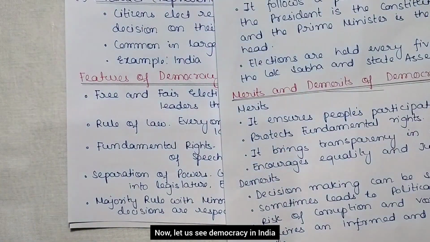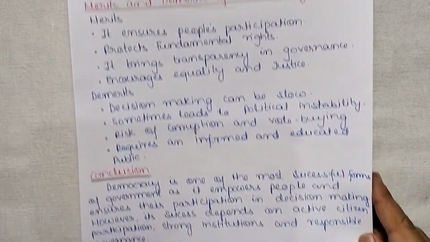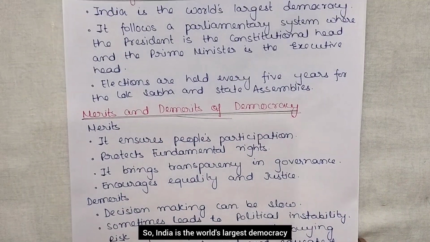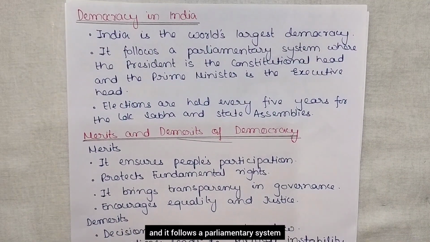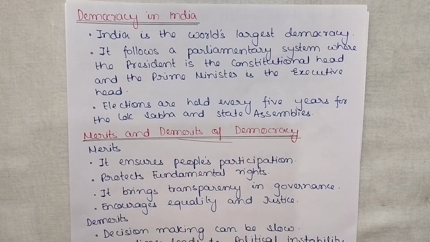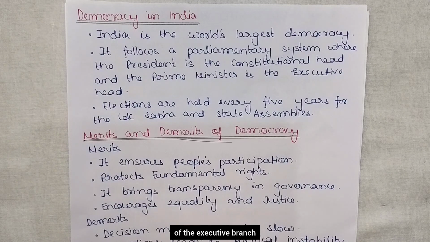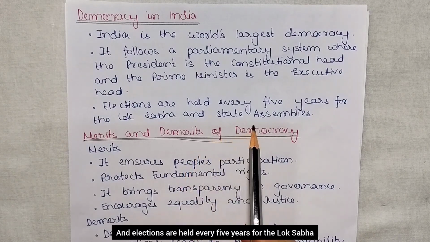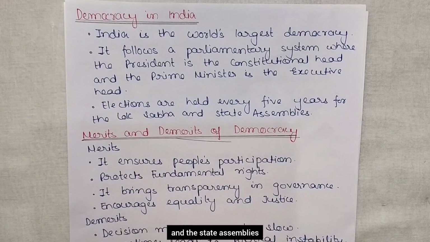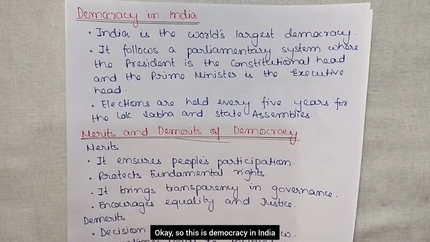Now let us see democracy in India. India is the world's largest democracy, and it follows a parliamentary system where the president is the constitutional head. It means the president exercises power as defined in the constitution, and the prime minister is the executive head. It means the prime minister, as the leader of the majority party in the Lok Sabha, is the head of the executive branch. And elections are held every 5 years for the Lok Sabha and the state assemblies. Okay, so this is democracy in India.